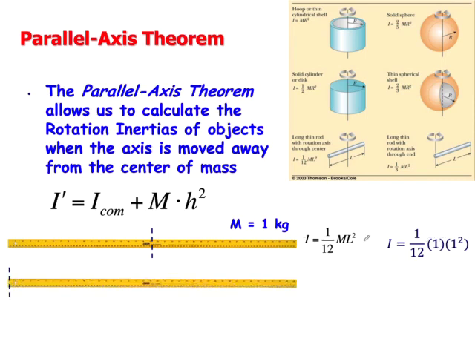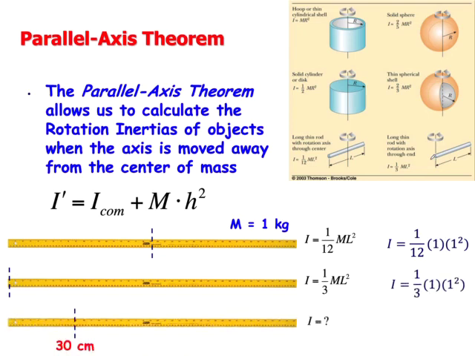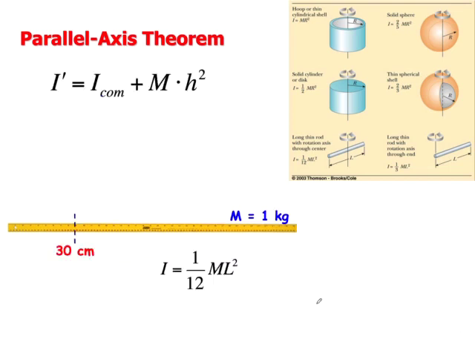And if I move the pivot point to the one end over here, that's this one right up here on the table. That's just 1/3 ml squared. But what happens if you move the pivot point to some other spot, in this case at the 30 centimeter mark? How do you solve it then? And the question is, what's the rotational inertia? Well, it turns out it's equal to this, and I'll explain why in just a second.